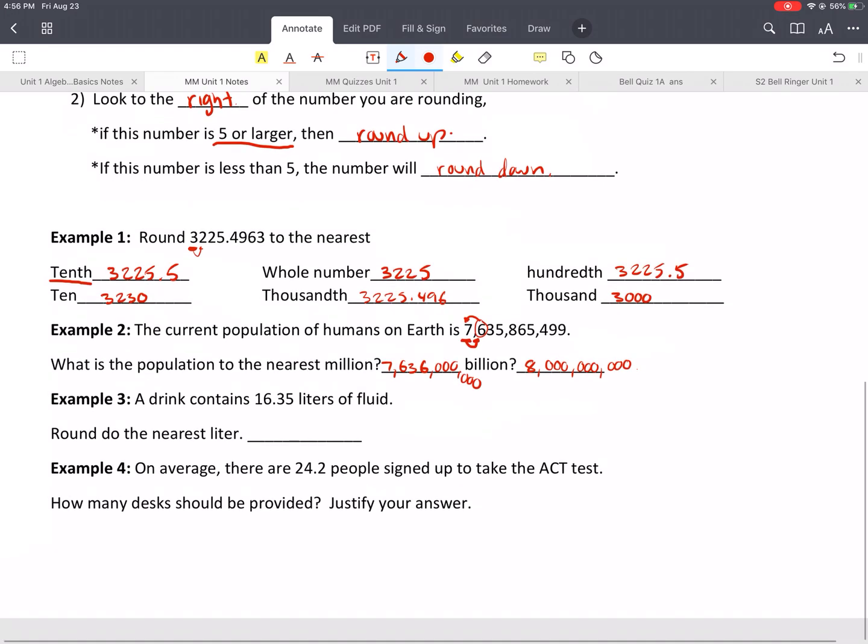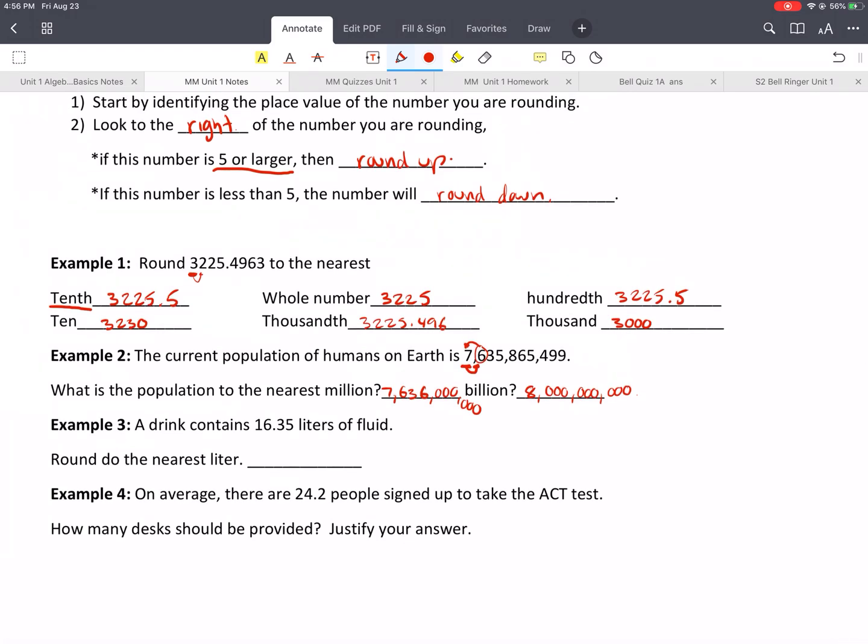Example 3, a drink contains 16.35 liters of fluid. Round to the nearest liter. Our nearest liter would be the 6. Look to the right, that's 3, which is less than 5, so we'd round down. We'd get 16.